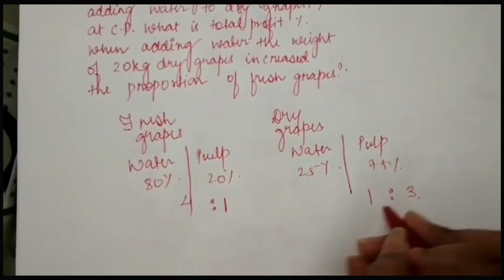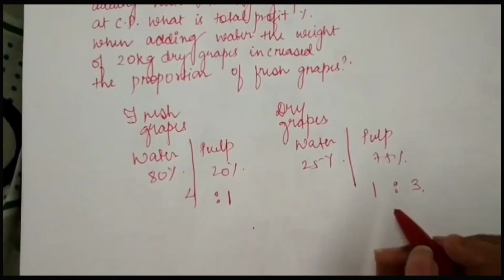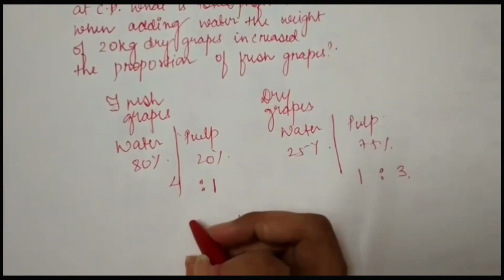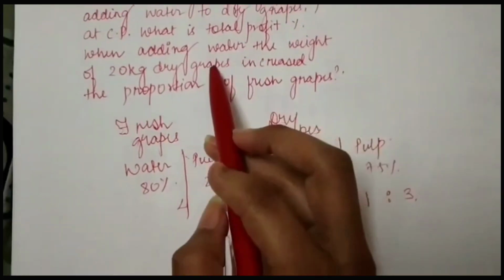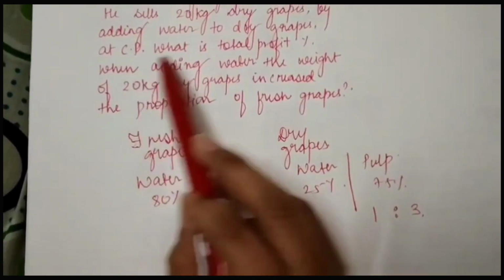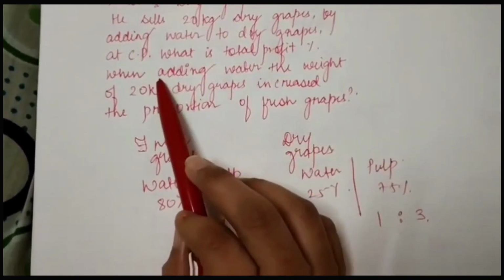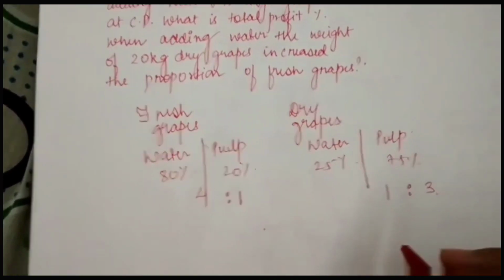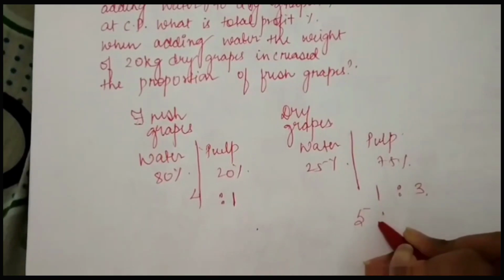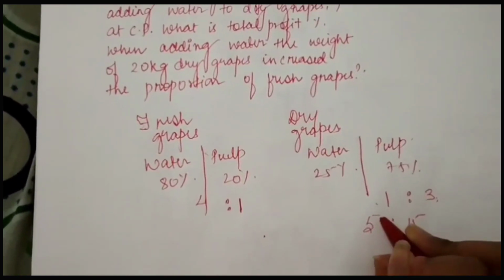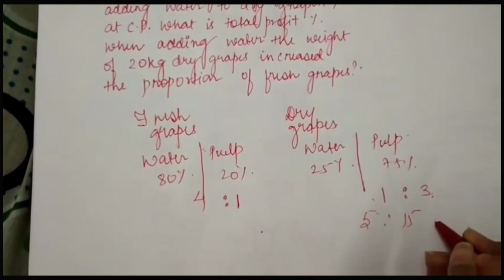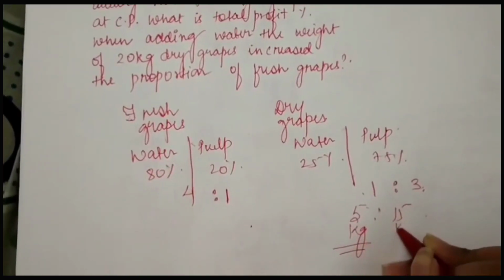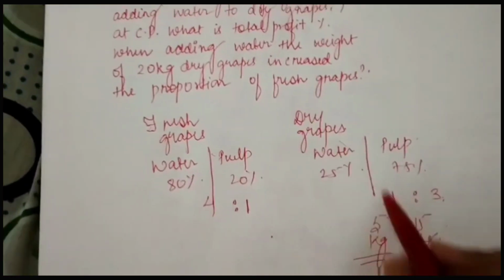So this is the ratio we have found out from the fresh and dry grapes, and now we will calculate the total profit percentage we need to find out. So that 1:3, how can we write? We can write it as 5:15, right? It means 1:3, 5 ones are 5, 5 threes are 15. So it means 5 kg is water and 15 kg is pulp in dry grapes.